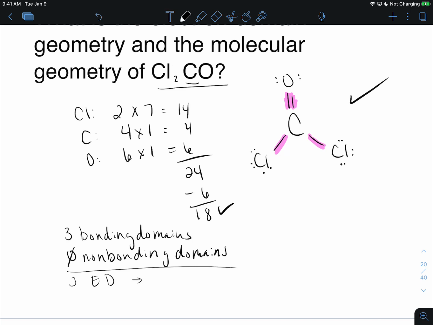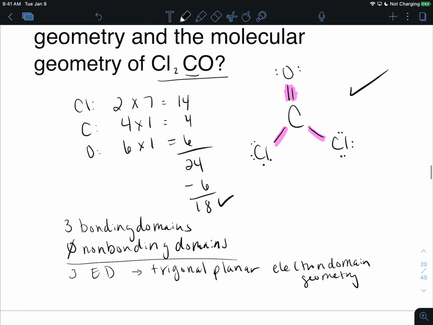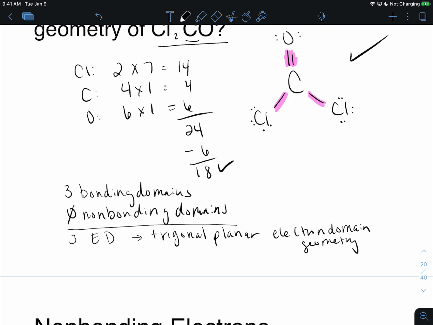So 3 electron domains means we have a trigonal planar electron domain geometry. And because each of the electron domains are bonding domains, we also have a trigonal planar molecular geometry. In trigonal planar, our ideal bond angles are 120, but because of this double bond here, we have greater electron density right there that's going to push down, and this is going to cause this bond angle to be less than 120 degrees.